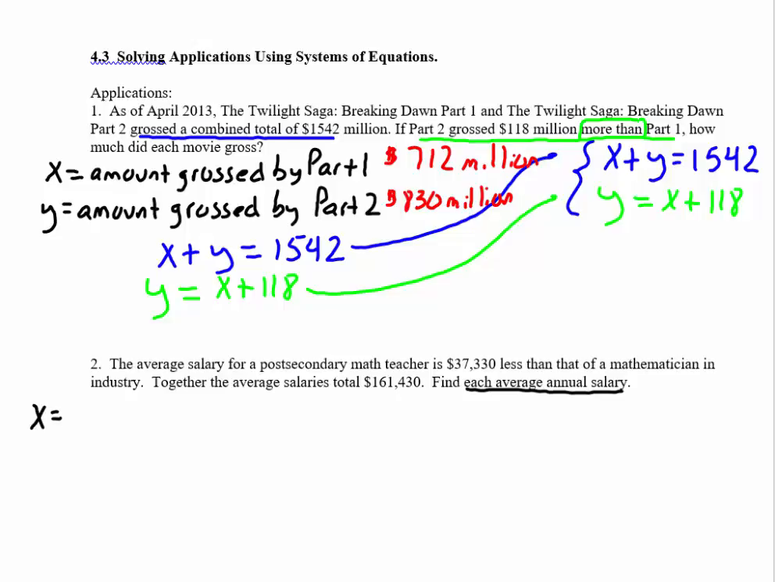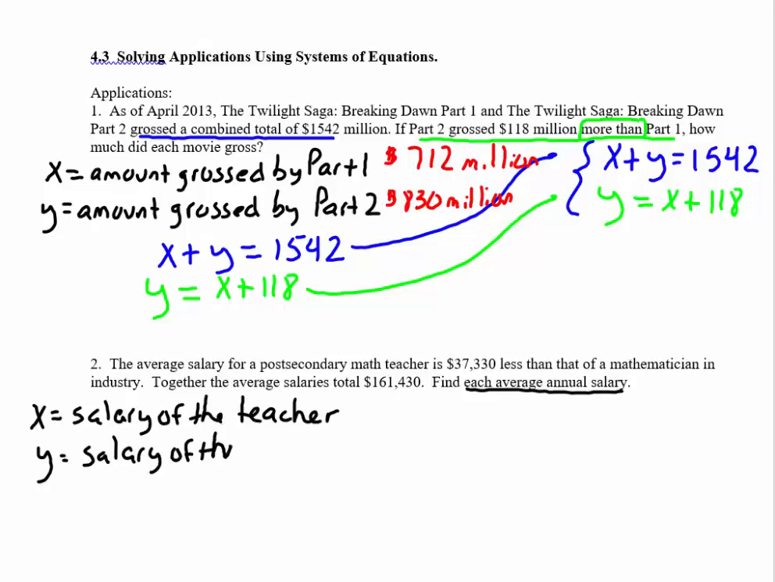We'll just let x equal the salary of the teacher, and we'll let y equal the average salary of the mathematician. So look at what the question is asking, and that should help you label your variables. So now let's translate the sentences. The average salary for a post-secondary math teacher is $37,330 less than that of a mathematician.